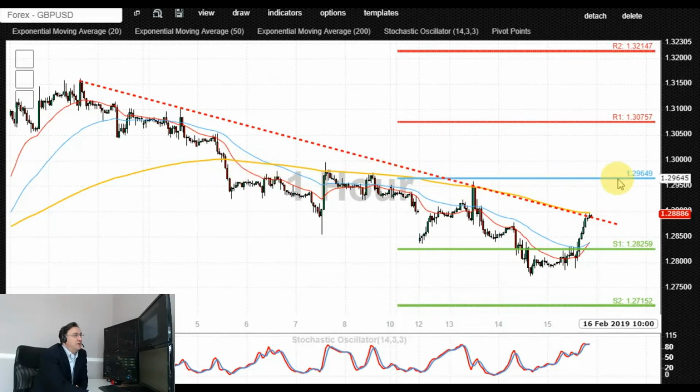Confirmed breakout above that level could potentially target either 1.3075, 1.31 level. Breakout above that level, potentially 1.32, 1.3214 resistance on the upside.